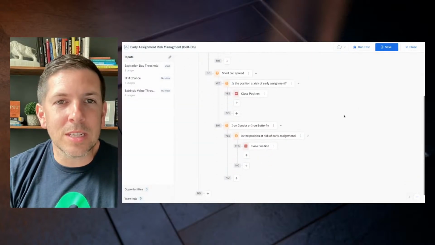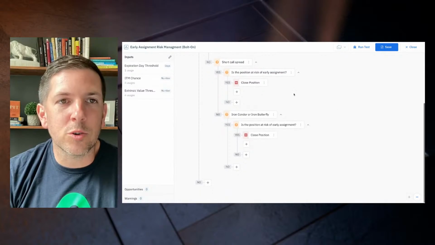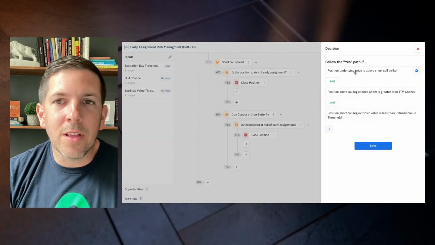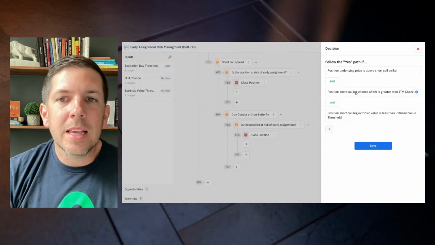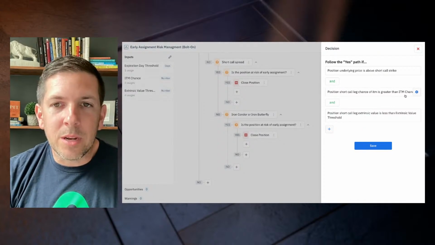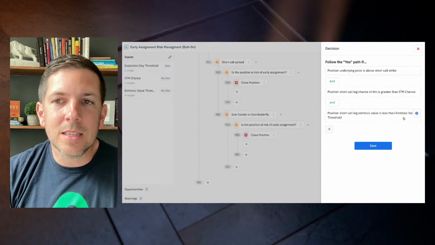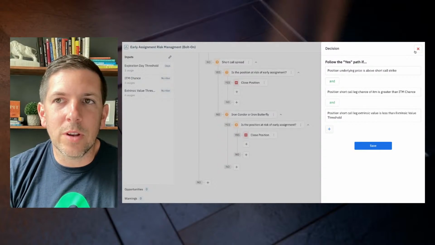Now you see it goes through the same types of processes for short call spreads, just in the opposite direction. So is the underlying above my short call? Is the call greater than my in the money probability chance? Is the short call leg's extrinsic value less than my extrinsic value threshold, etc.?